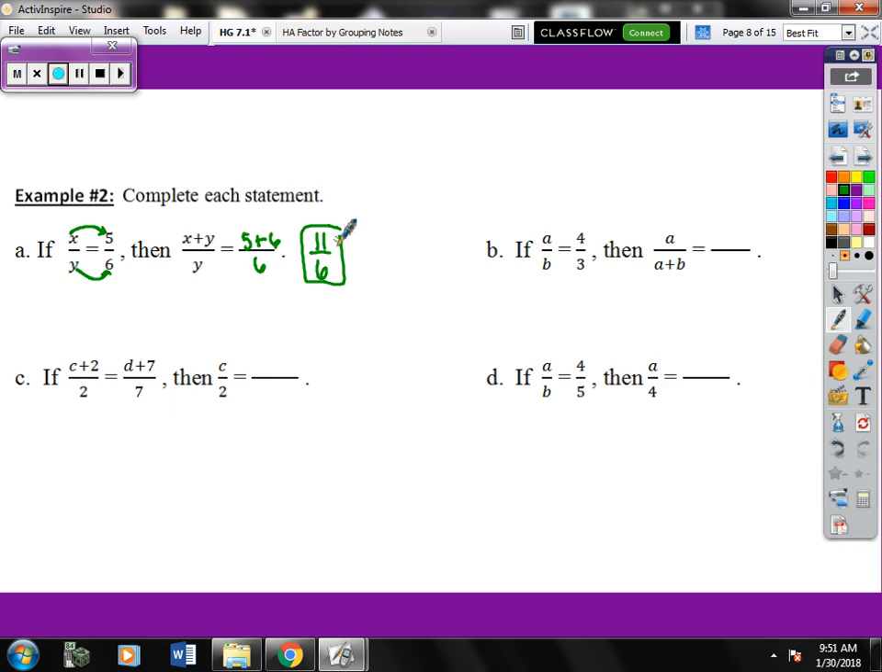Okay, and the next one we have A over B equals 4 over 3, so that would be A equals 4 and B equals 3, just looking at the equations. Kind of just substitute those values in. A is 4, B is 3, so 4 plus 3, and now we get 4 sevenths.